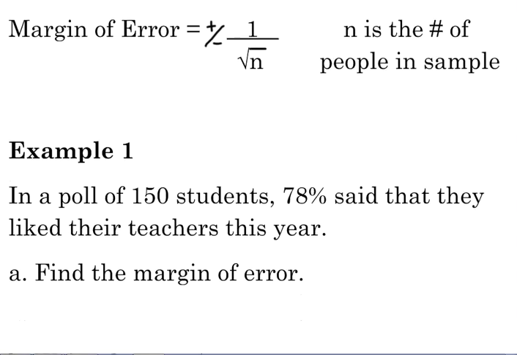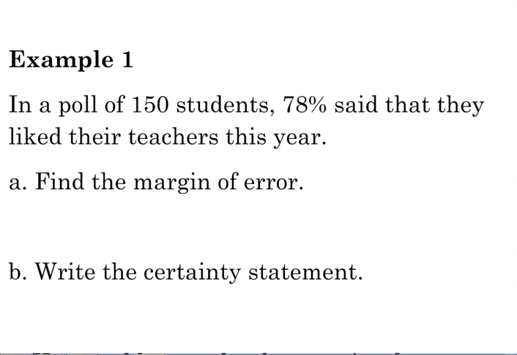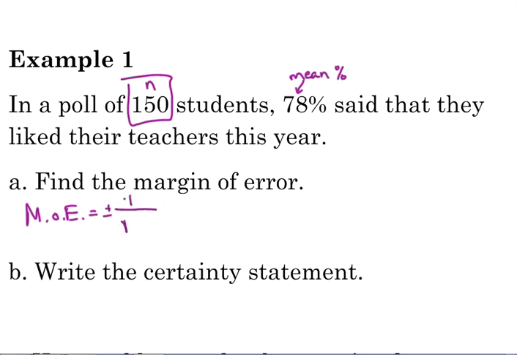So let's look at an example. In a poll of 150 students, 78% said that they liked their teachers this year. Find the margin of error. So in the problem that they gave us, 150 is our N. 78% is the mean percent. So if we're finding the margin of error, I'm just going to abbreviate that MOE, that is plus or minus 1 over the square root of the number of, in this case, students that were surveyed.